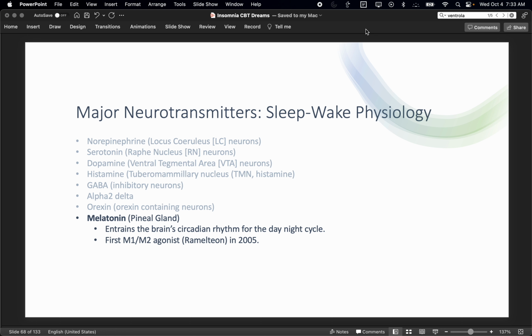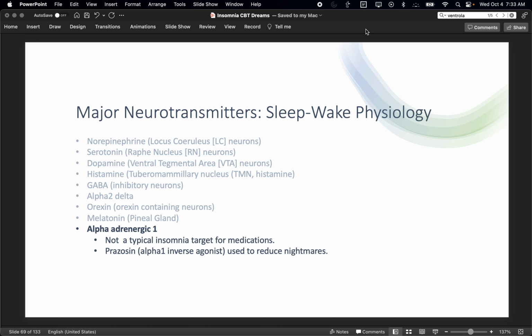Melatonin comes from the pineal gland. It helps entrain the brain's circadian rhythm for the day-night cycle. There are two receptors, the melatonin 1 and melatonin 2 receptors. There are about three drugs, started with Ramelteon back in 2005, and there have been a few other melatonin agonists since then. The eyeball has more M1, and once you get to the suprachiasmatic nucleus, it's more of an even M1, M2 split.